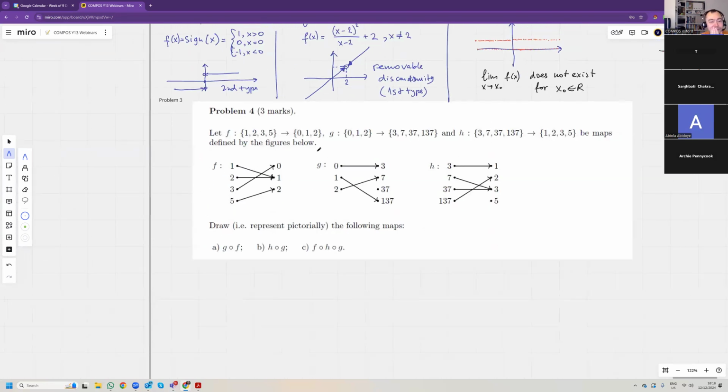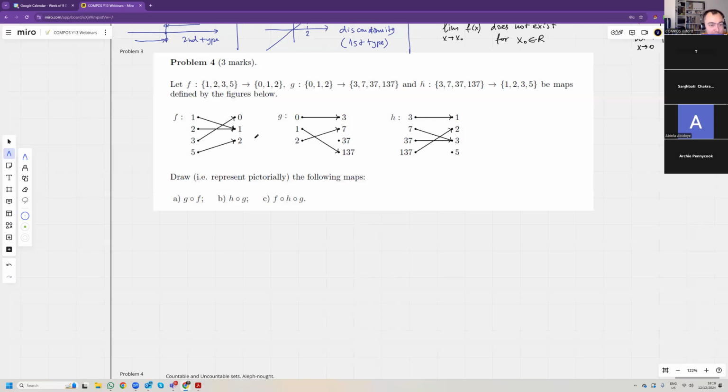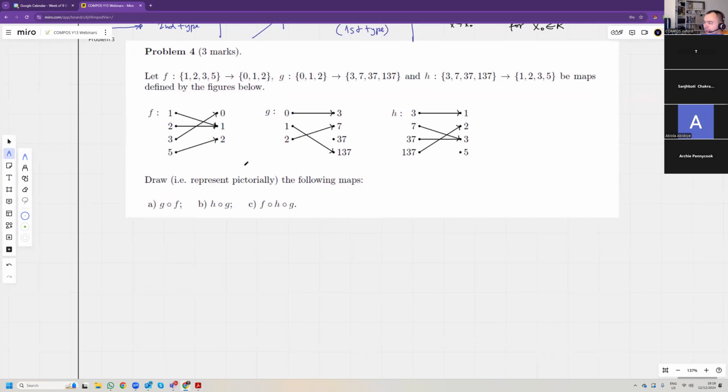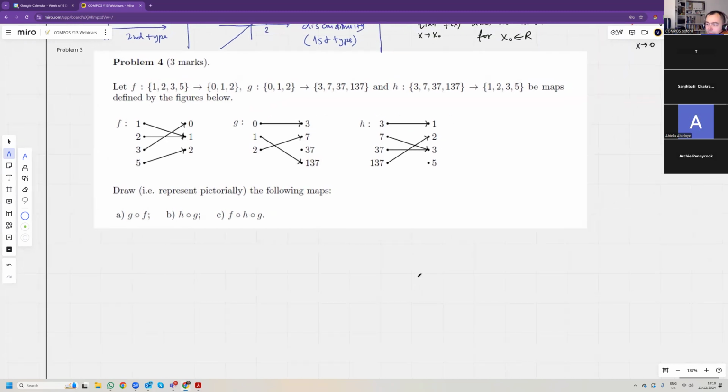Problem 4 from the assignment. I'm not going to do the whole thing, but I'll just show you how to do this. Or have you all figured it out? Have you all figured out how to do question 4? Okay. So it's not really complicated. You just need to understand what you need to do.